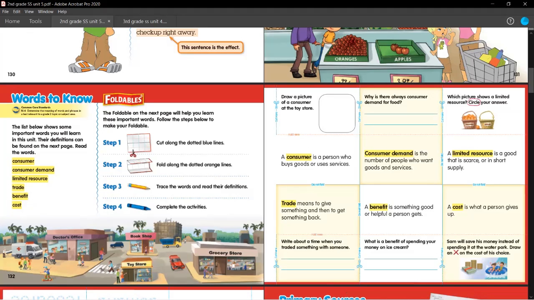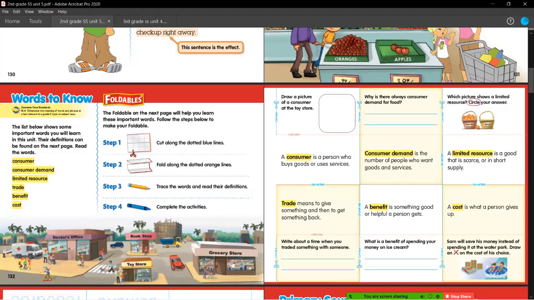Next, we have the word trade. Trade means to give something and then get something back. Write about a time when you traded something with someone. So this could be anything, any example of when you give someone something, you're switching with them so that they can let you have or use something else.